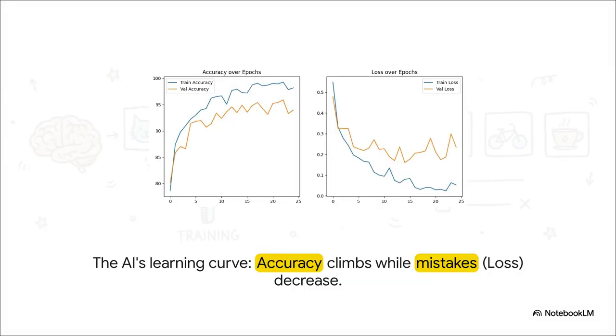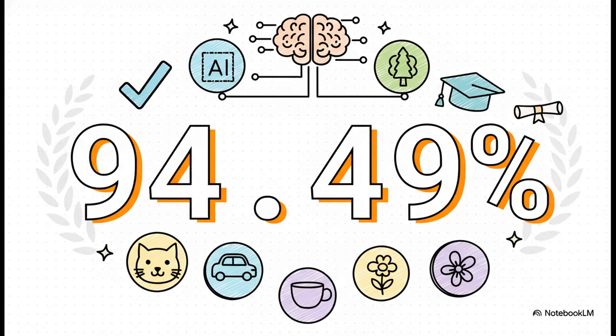This chart is basically the AI's entire school transcript. See the blue line on the left? That's its accuracy, just climbing steadily higher with each year. Now look at the orange line on the right. That represents its loss, or you could say its mistakes. See how it just keeps trending downward? This is the perfect picture of learning. Accuracy goes up, errors go down. Beautiful.